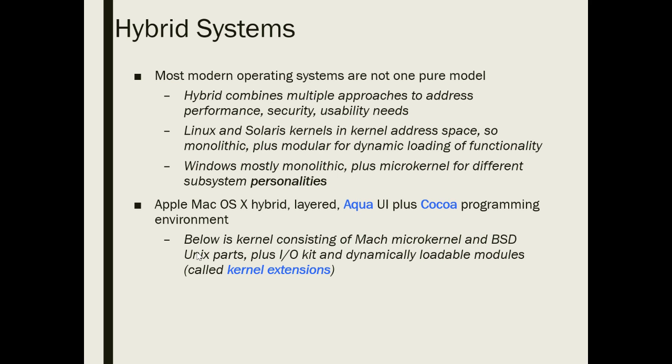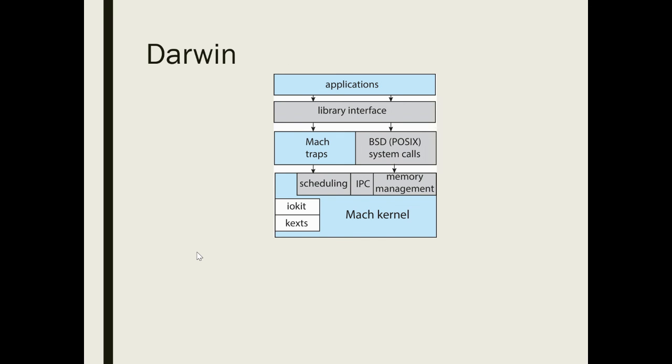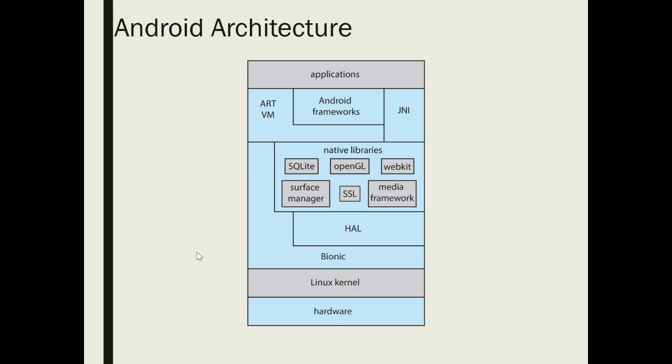Then there are modules and hybrid systems, a combination of all these. This is for Mac OS. This is for Darwin. This is for Android. So in Android, there are some additional things like the ART virtual machine, that is the Android Runtime virtual machine, then the Android frameworks and some native libraries, etc.